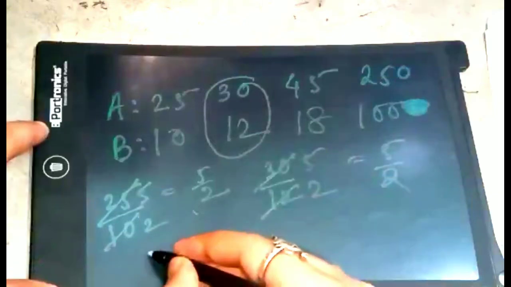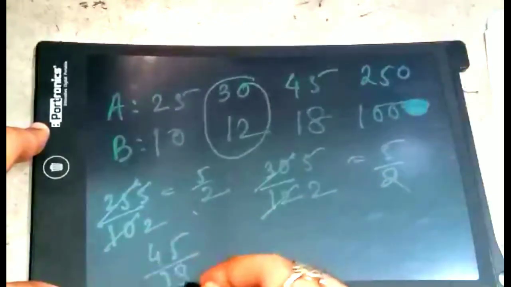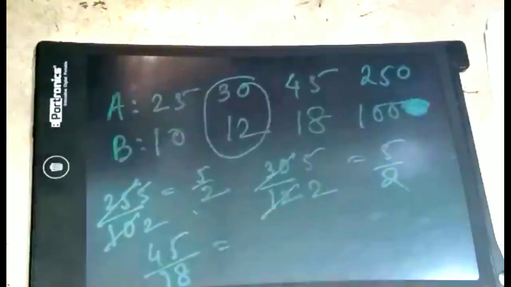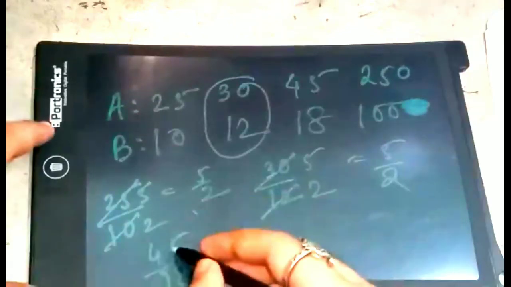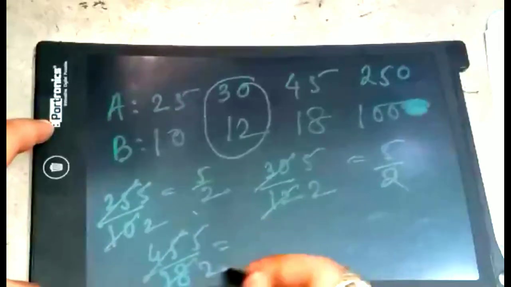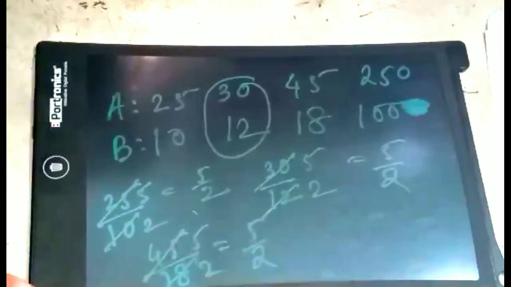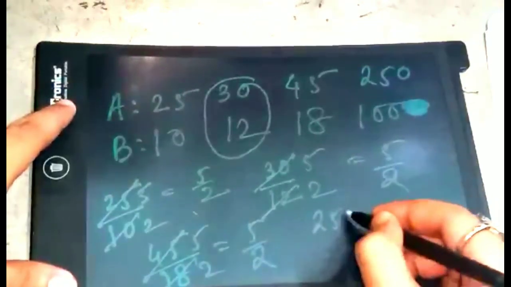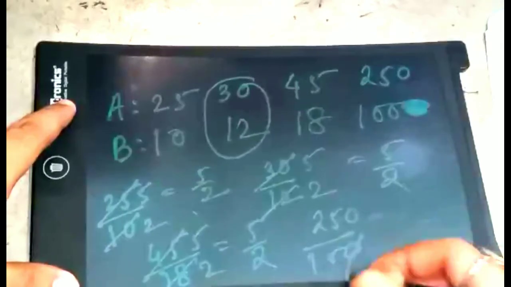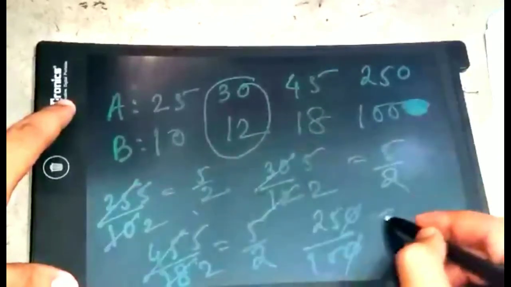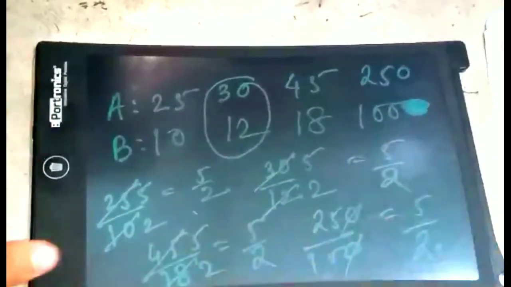Again, for 45 by 18, when A by B is 45 by 18, in this case also we will get 5 by 2. We divide by 9. When we divide by 9, 45 by 9 is 5 and 18 by 9 is 2, that is 5 by 2. Same for 250 by 100. When we have 250 by 100, the 0 0 will get cancelled, and we get 25 by 10, and we already had 5 by 2, so 5 by 2.